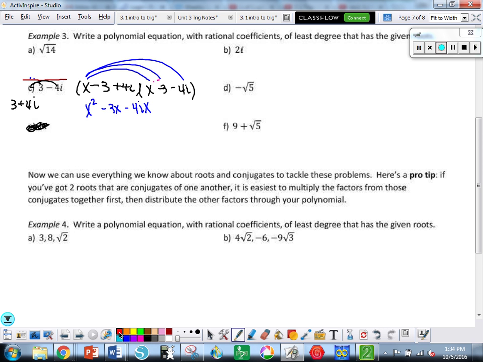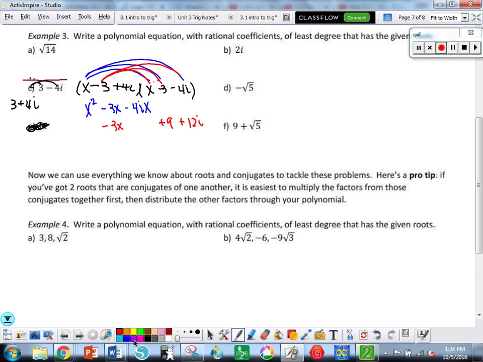Let's distribute the negative 3 now. Negative 3 times x, a negative 3x. Negative 3 times a negative 3 would be a plus 9. A negative 3 times a negative 4i would be what? A positive 12i. Is that okay?